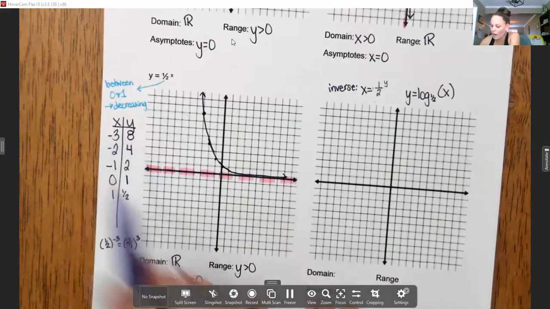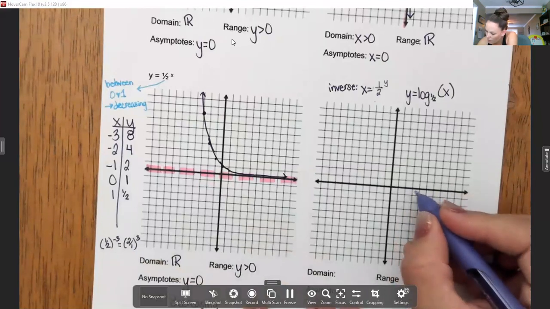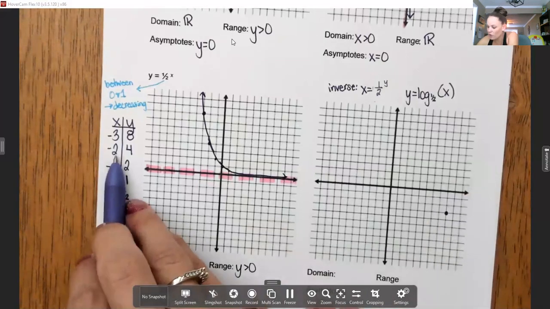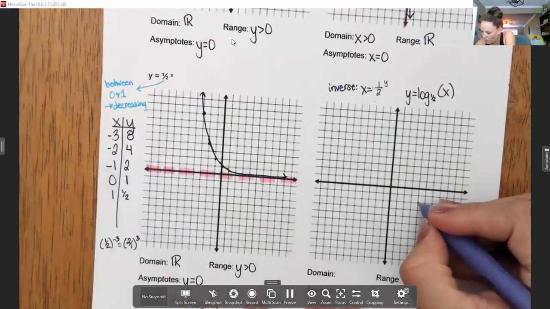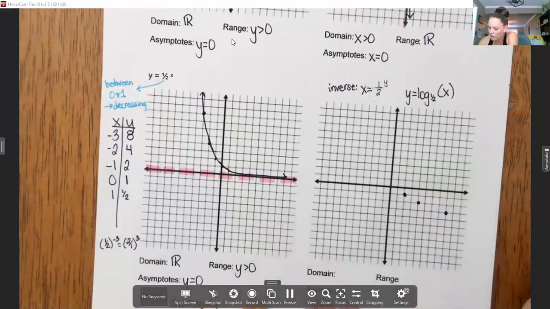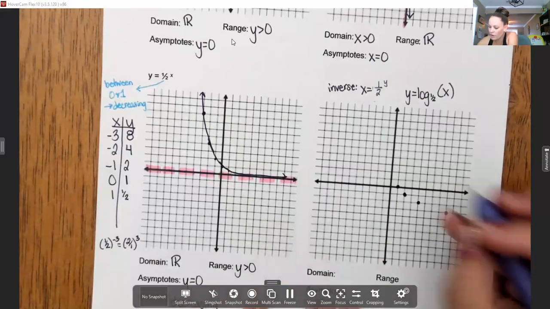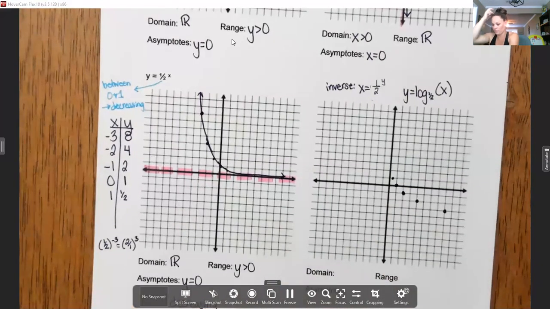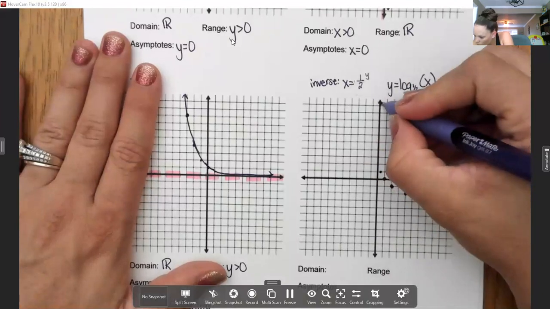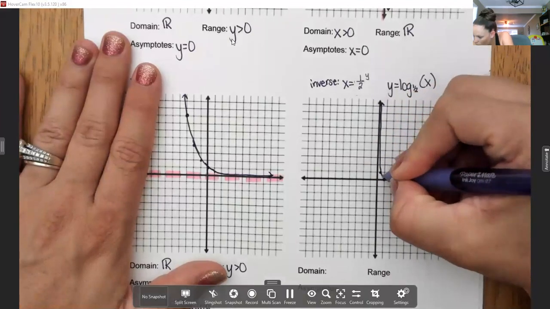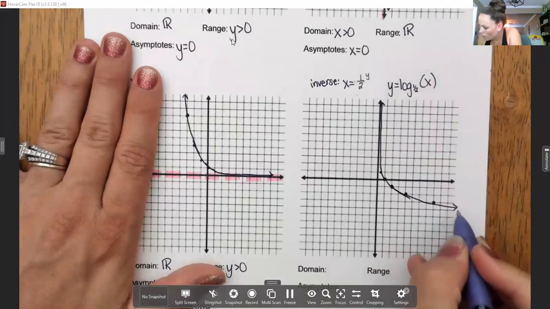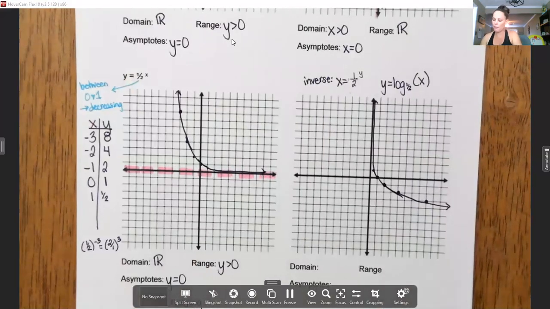So -3, 8 becomes 8, -3. -2, 4 becomes 4, -2. -1, 2 becomes 2, -1. 0, 1 is 1, 0, and 1/2, 1. That didn't come out as nice. That's okay.